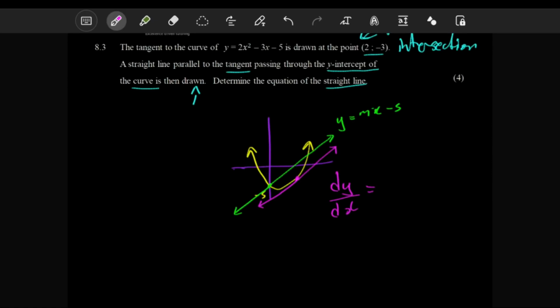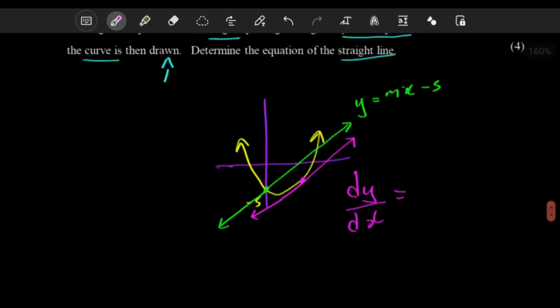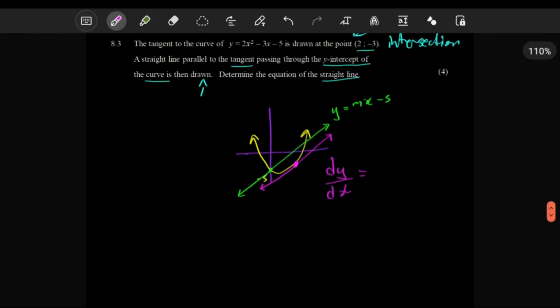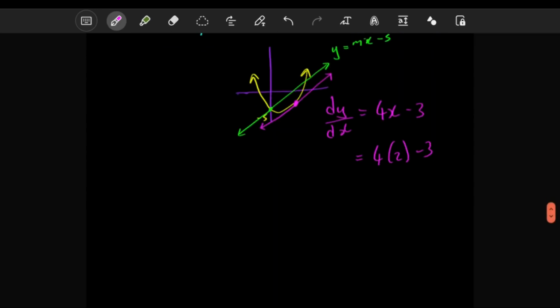The first derivative is always just the gradient equation. So the gradient of the tangent is going to be the gradient of the curve at this specific point over there. So dy over dx here is just 4x minus 3. If you're going to find the gradient at the point of intersection, you need to substitute a value of 2 for x. If you substitute 2 in here, you're going to get a gradient of positive 5. That's just a coincidence. That's the gradient here.